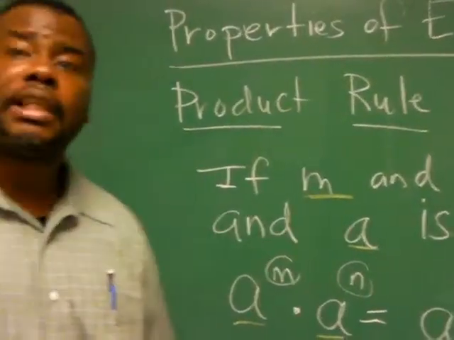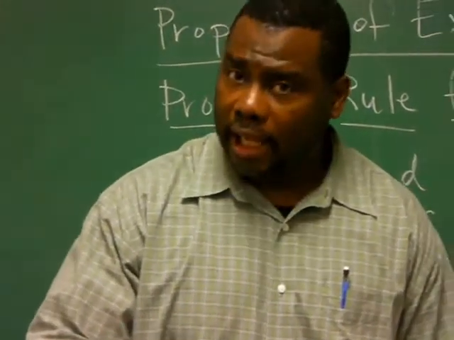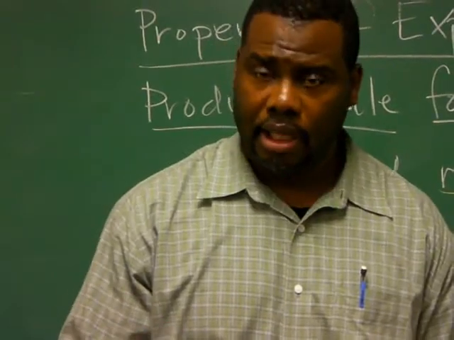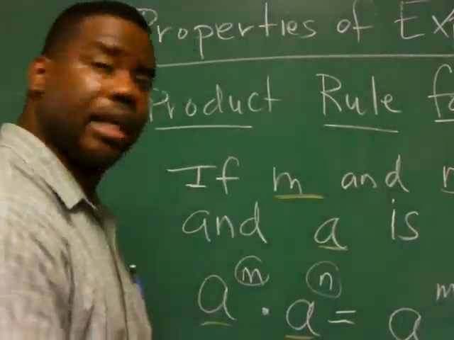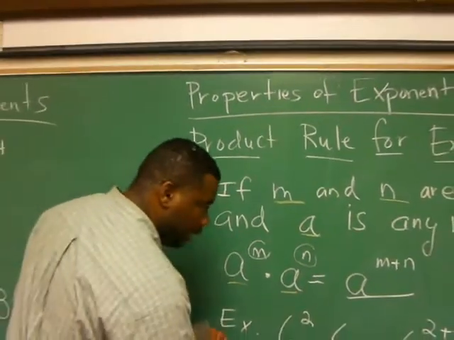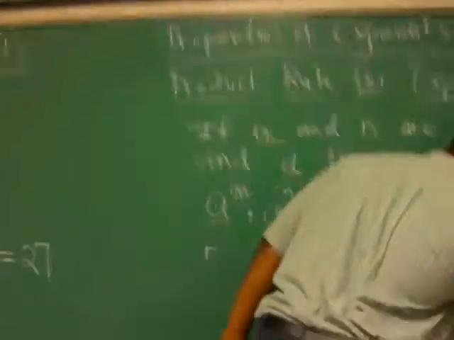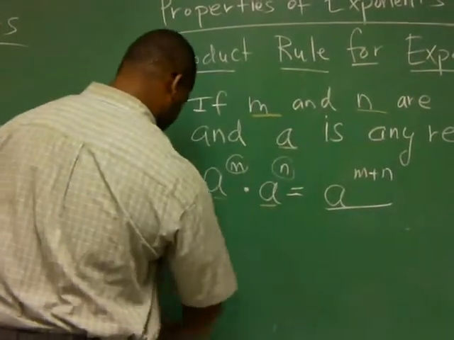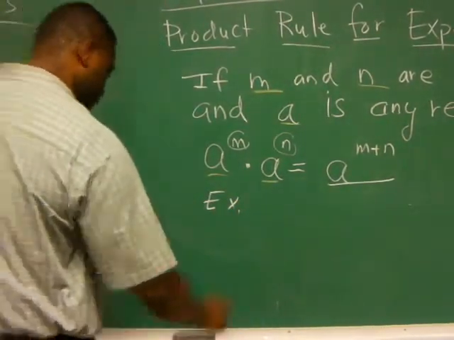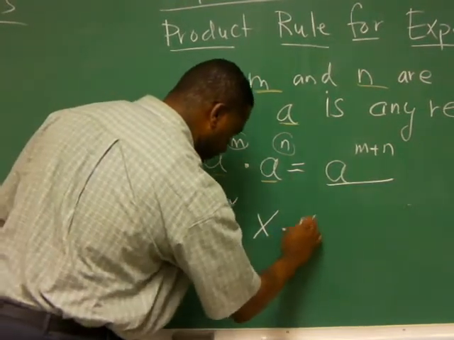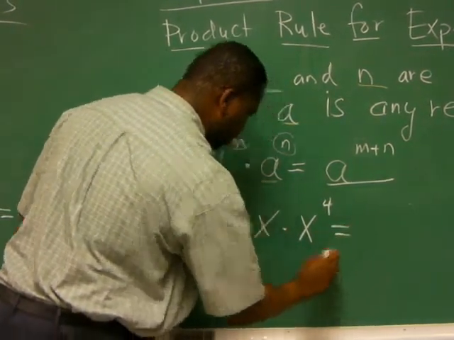Let's try another one, but let's try something a little abstract. Let's try some representative coefficients like letters, and we'll try those. I'm going to erase this again. Next example. We have x times x to the 4th power.